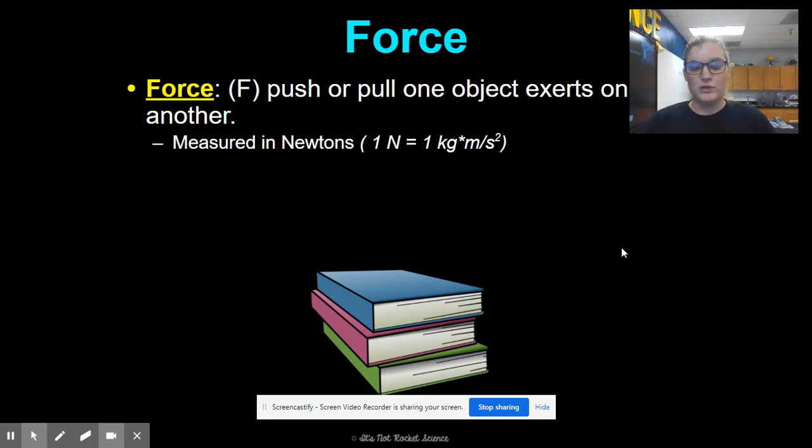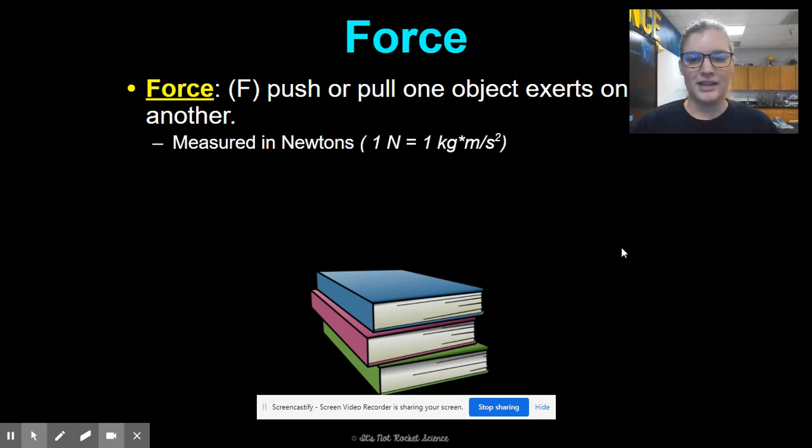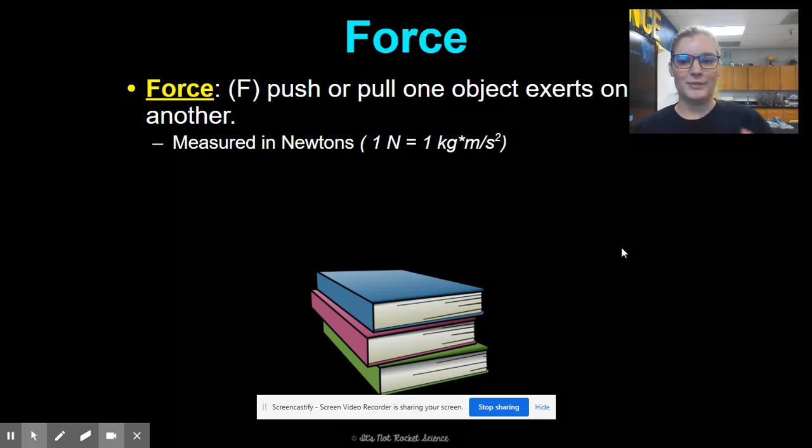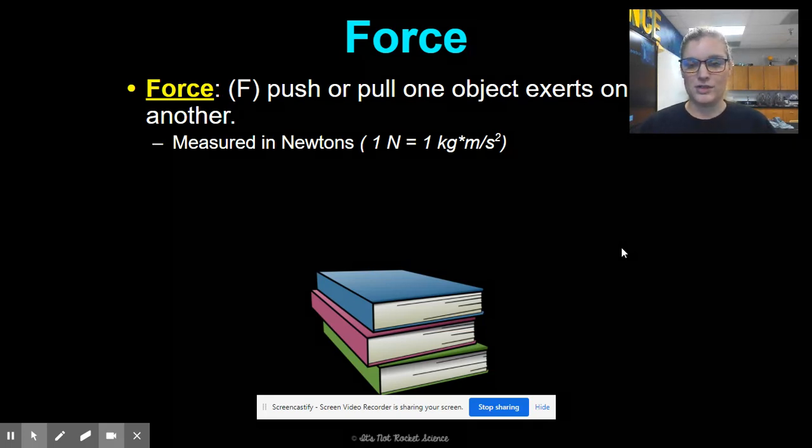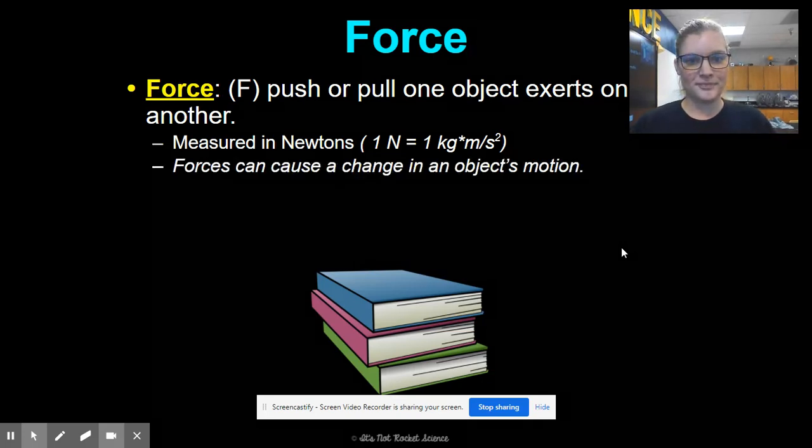And we measure it in newtons after Sir Isaac Newton, who really coined all of this and came up with the rules. And it equals 1 kilogram meter per second squared. You don't need to know that. You just need to know that newtons is represented with a capital N, and that is our units for force.